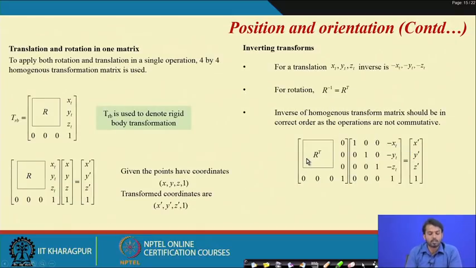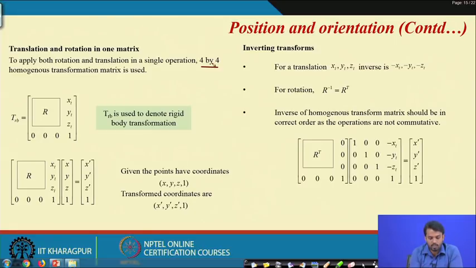If you are considering translation and rotation in one matrix, to apply both rotation and translation in a single operation, a 4 by 4 homogeneous transformation matrix is used. Why? Because with a 3 by 3 matrix, applying rotation and translation together is not possible. For that particular property, we are considering a 4 by 4 homogeneous matrix.